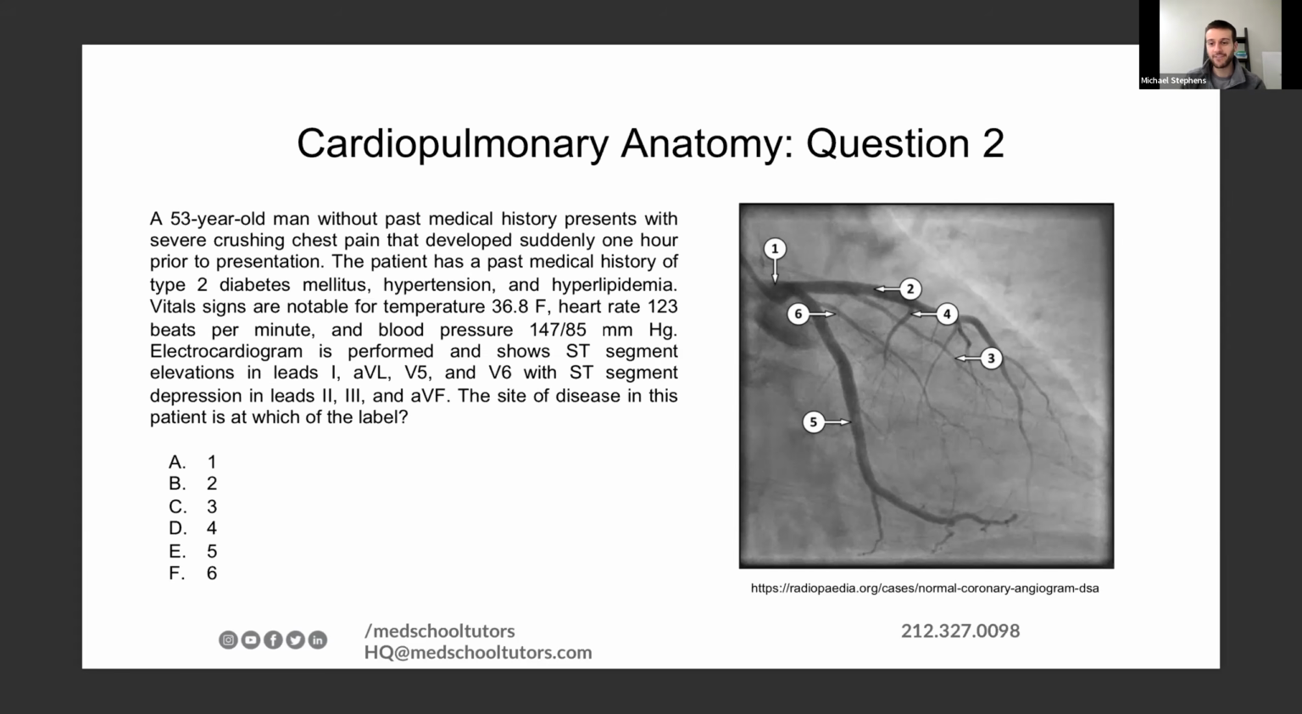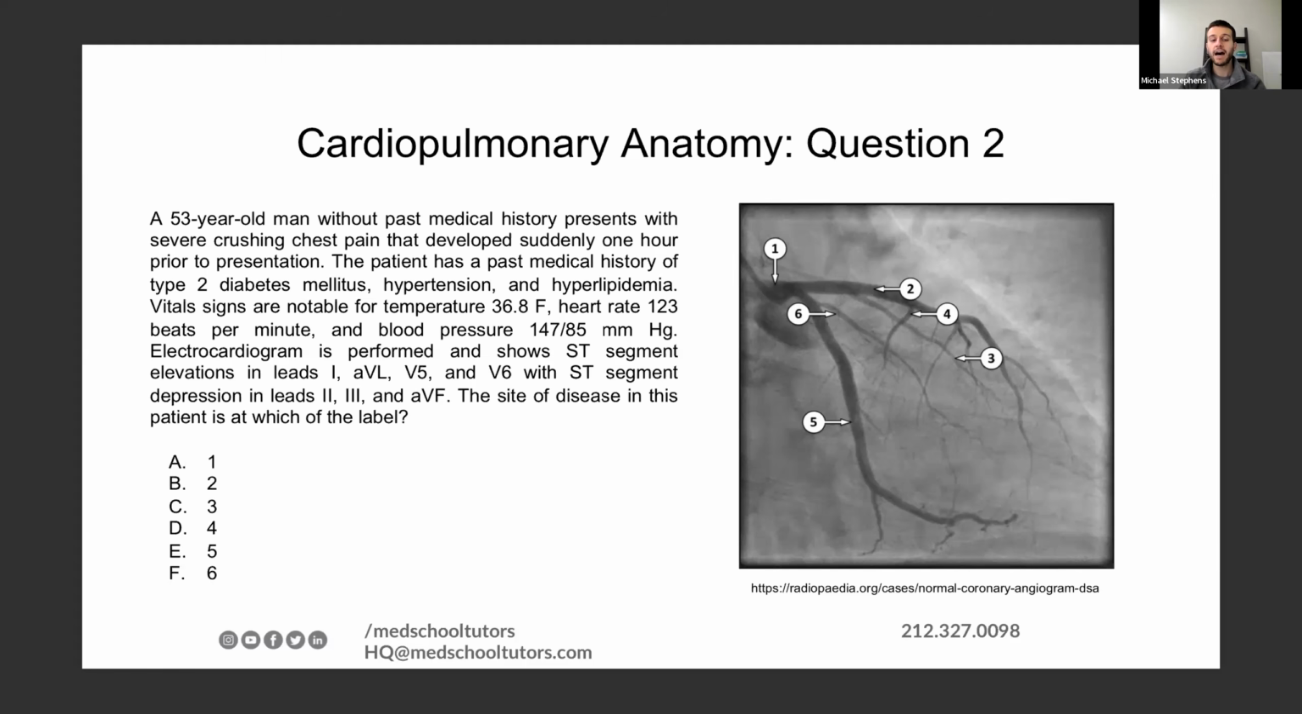Okay, great. I love it. We've got a little bit of a dialogue of back and forth. Some people are saying left anterior descending. Some people are thinking left circumflex. Some people are thinking left main coronary artery. And then we got some votes for the right-sided circulation.